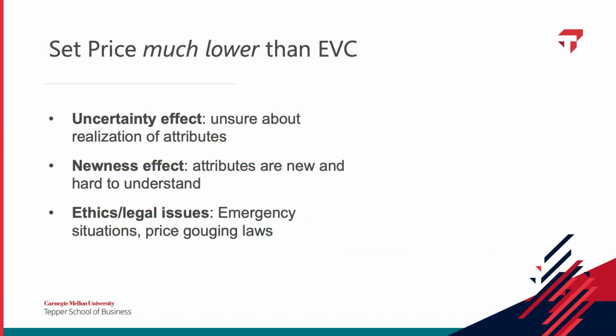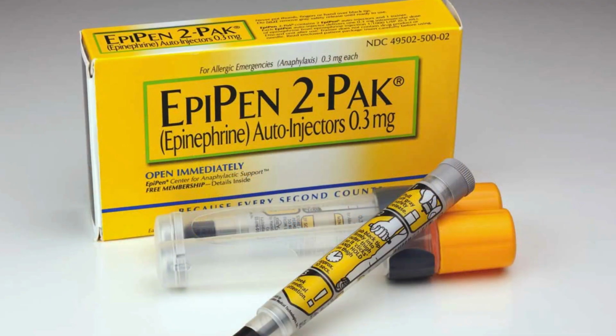And lastly, we absolutely have to consider legal and ethical issues. A classic example of this, an unfortunate one, is that of an EpiPen. Now, an EpiPen is a life-saving device. If somebody has severe allergies and they go into anaphylactic shock, an EpiPen can literally save their life. So if you think about it in terms of value, it's basically infinite, right? We would give all of our money to save our life. And so a medical manufacturer can choose to price quite high.